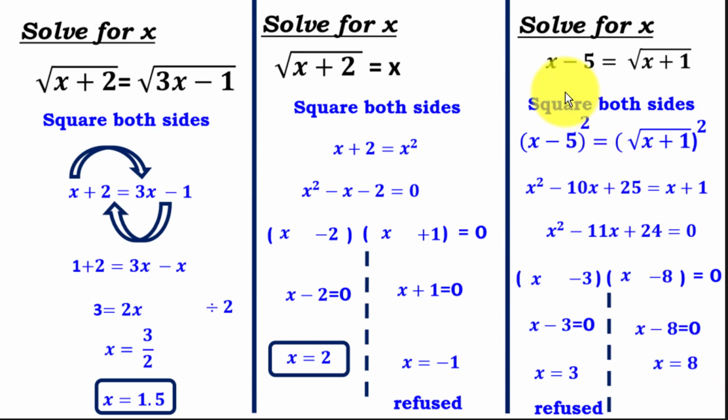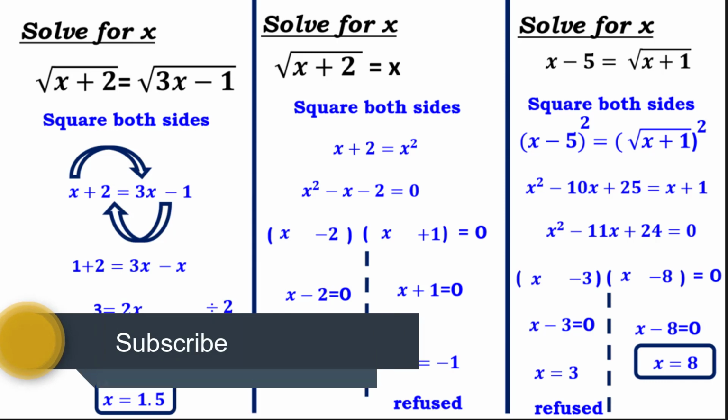Why? Because when we just substitute 8 for x, it will be 8 minus 5, it will be 3. And radical 8 plus 1, it will be radical 9, it will be 3. So the left hand side equals the right hand side. So the value of x, it will be here just 8, and x equals 3, it's refused.